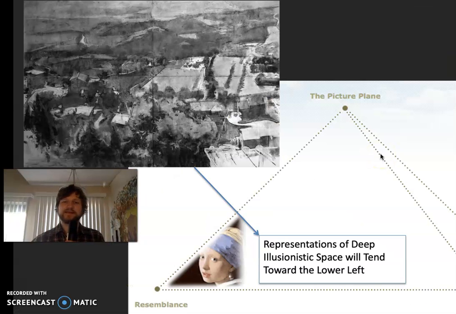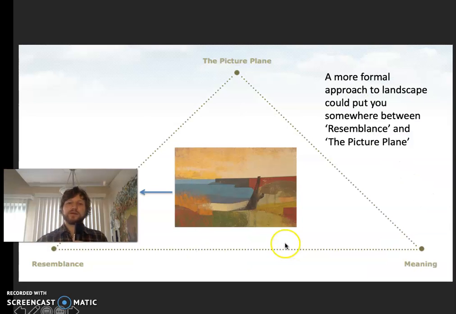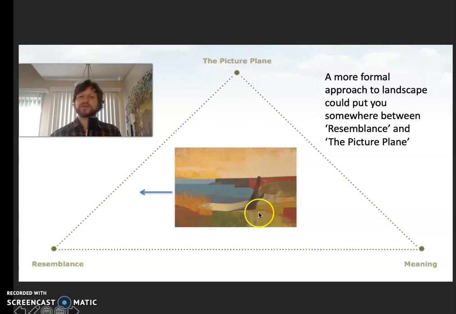Okay, so with landscape, if it's realistic, if we can parse the space, if we can understand the space pretty well, even if it's not super realistic, we can put it in here somewhere. And then a more formal, abstract landscape is moving towards the picture plane. So this one I'd probably put over here somewhere, maybe up here.